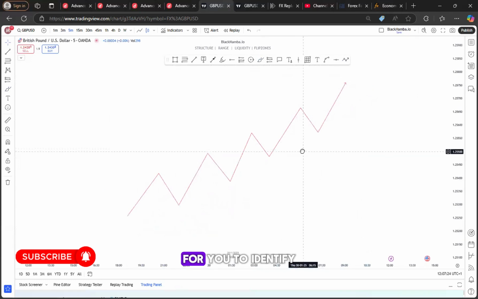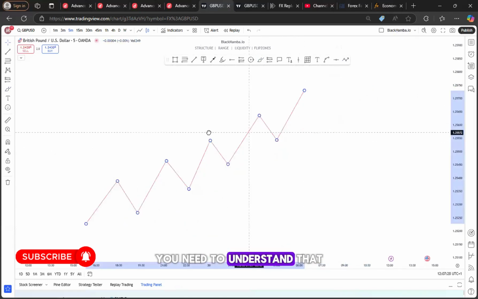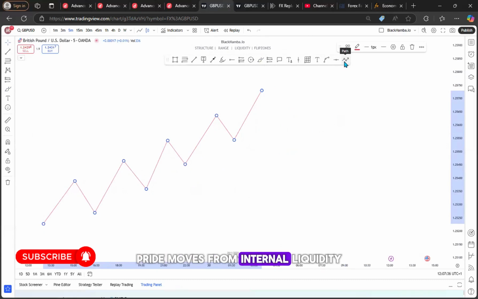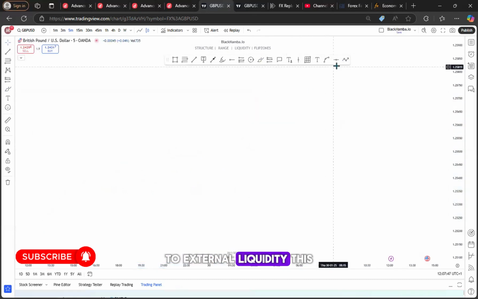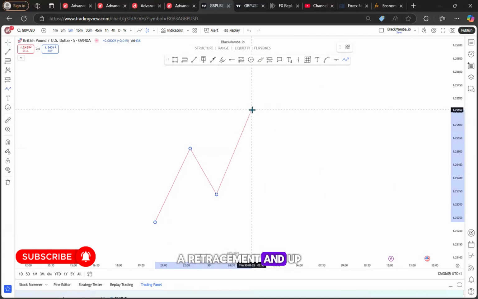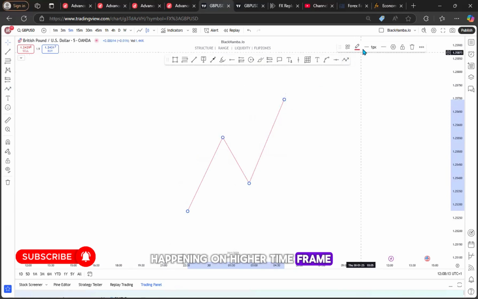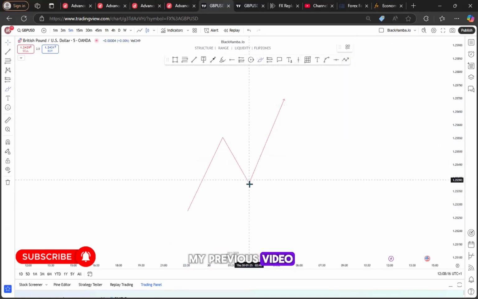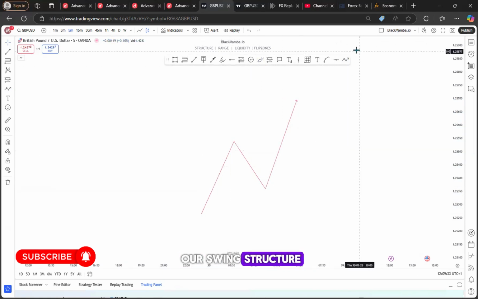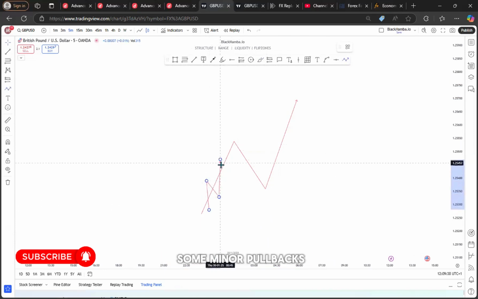on the chart. For you to identify a proper structural leg, you need to understand that price moves from internal liquidity to external liquidity. This is what I mean. Like we have an up push like this, a retracement, and an up push like this. Now, if this is happening on a higher time frame, like I explained in my previous video, let's say this is our swing structure. Inside this swing structure, you have some minor pullbacks, minor structure.